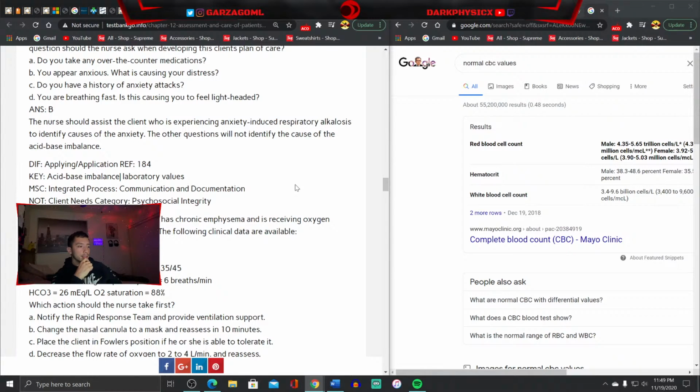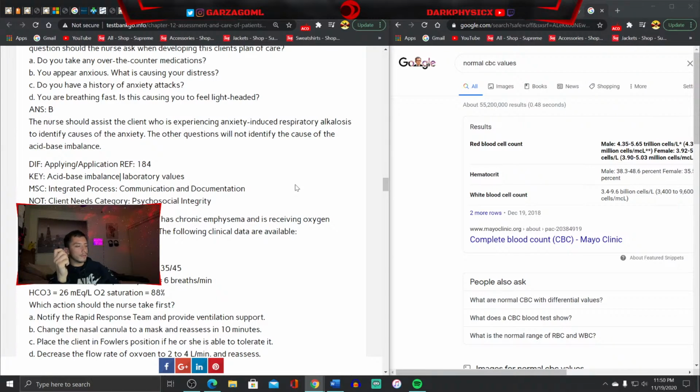Bicarb of 26, oxygen of 88. Jeez. It is chronic emphysema though. You can say chronic COPD. So 6 liters of nasal cannula is pretty high for someone with COPD. But let's see what's going on here. Which action should the nurse take? Notify rapid response team or provide ventilation support. Change the nasal cannula to a mask. I feel like that's what I would do.